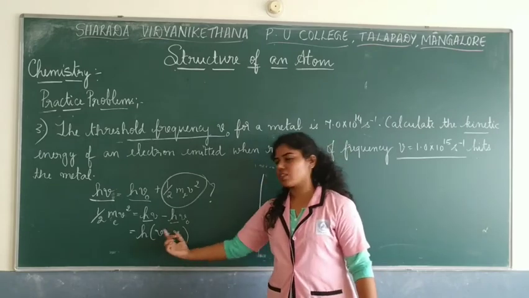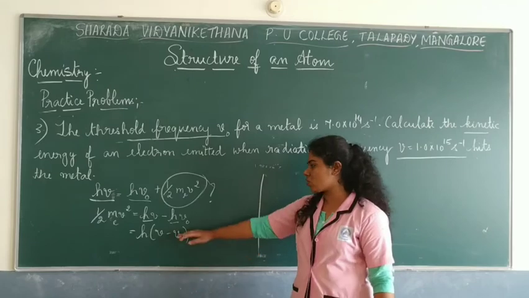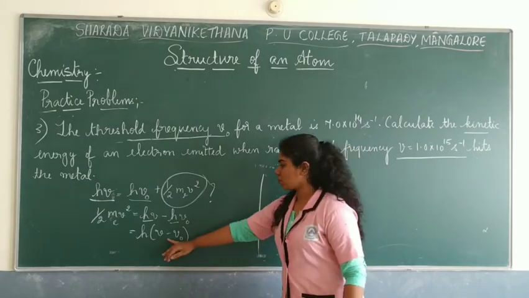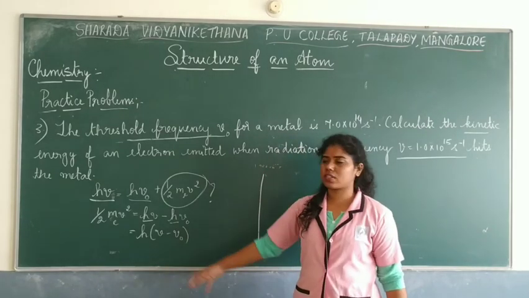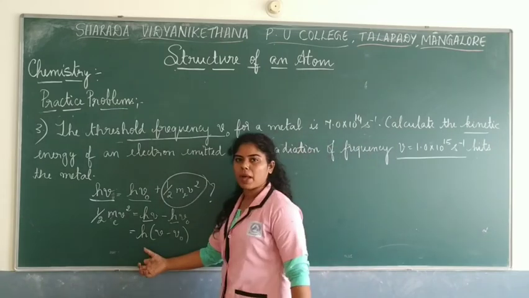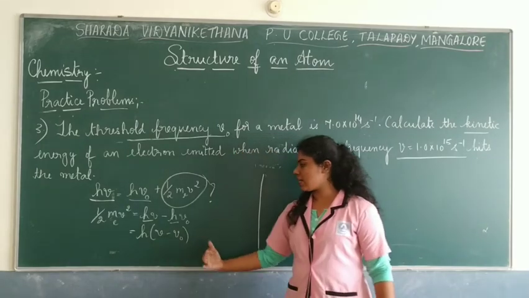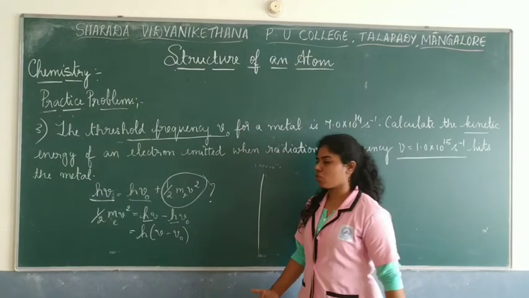Here you have the frequencies of both. Threshold frequency is also given. The frequency of the light which is falling onto the metal is also given. H is the Planck's constant, so 6.626 into 10 to the power minus 34. Substitute it here. Try it. And mu is given to us. Let us substitute it.